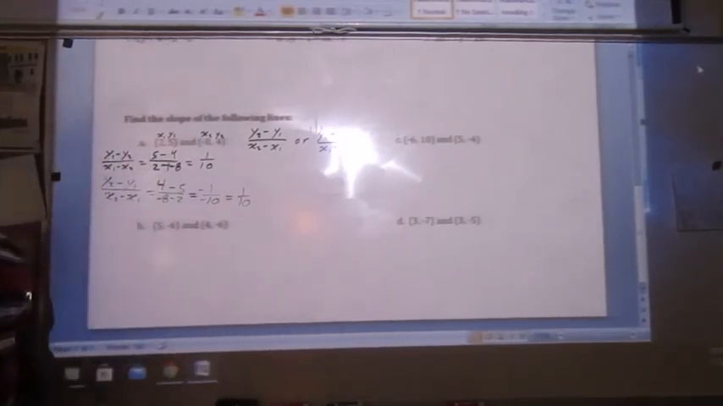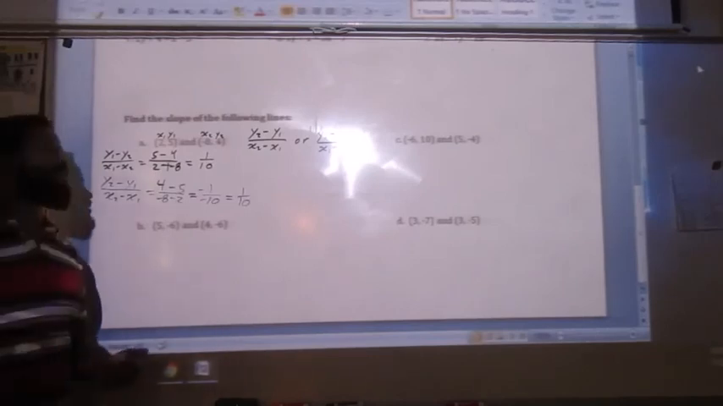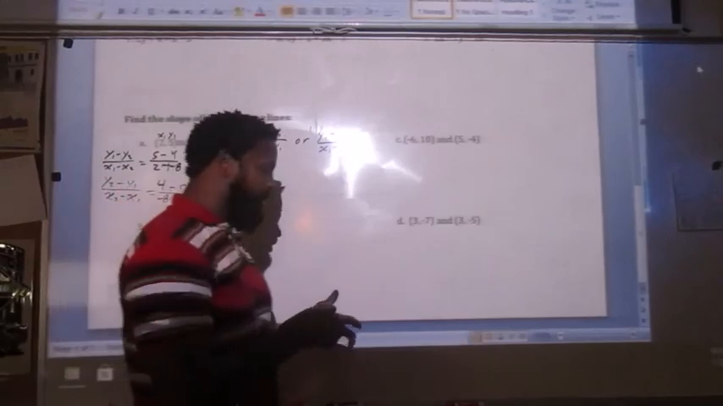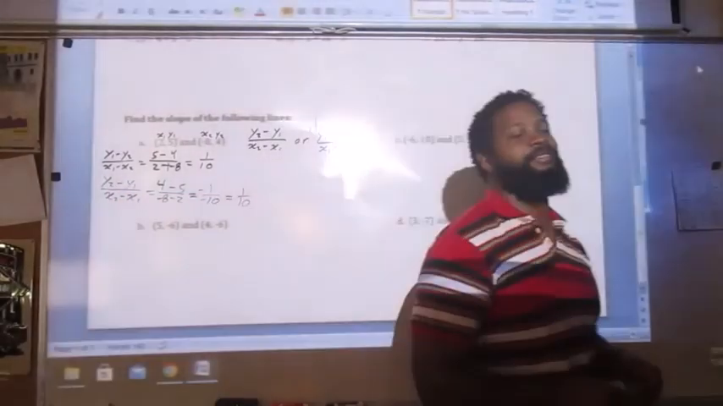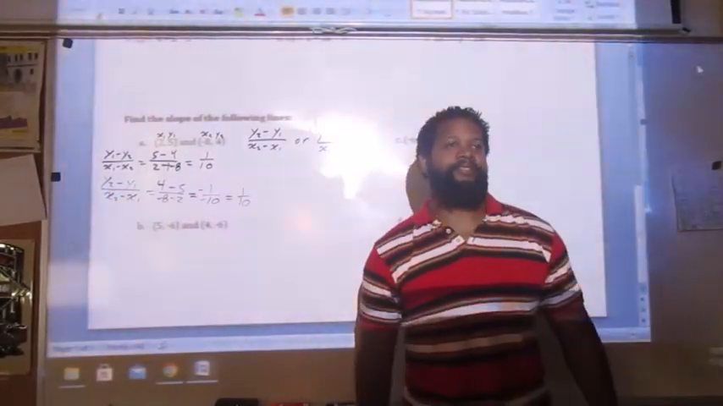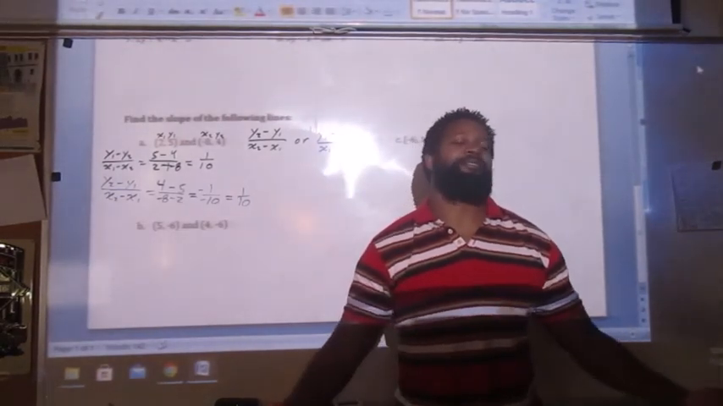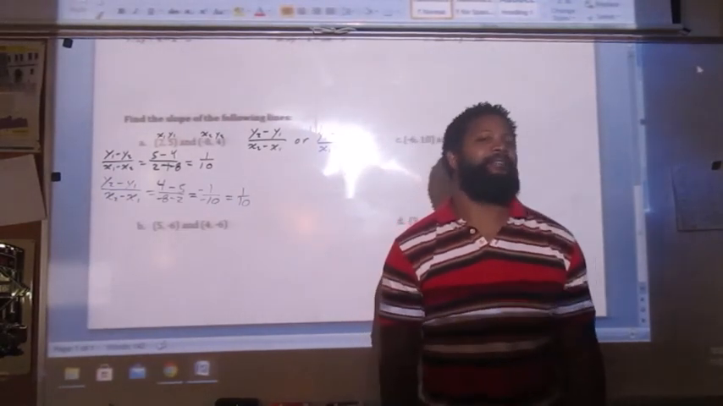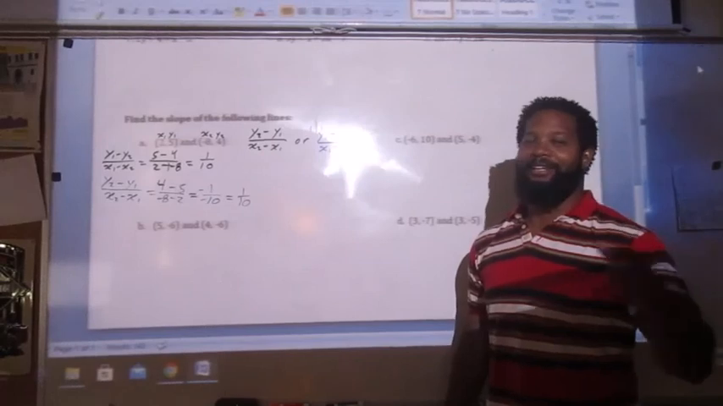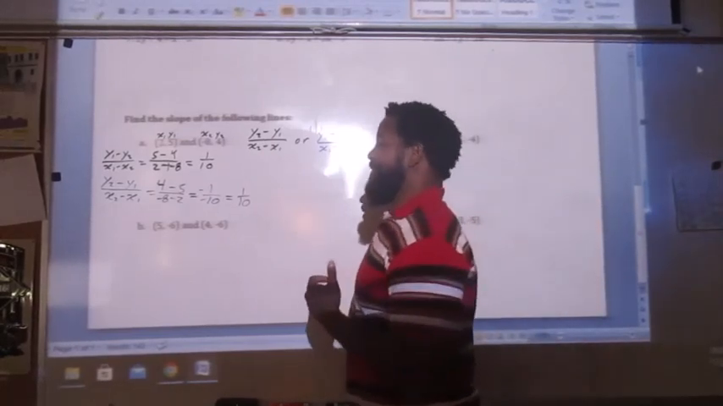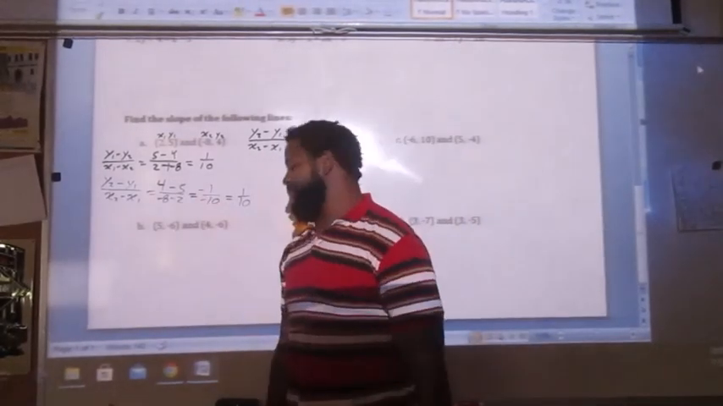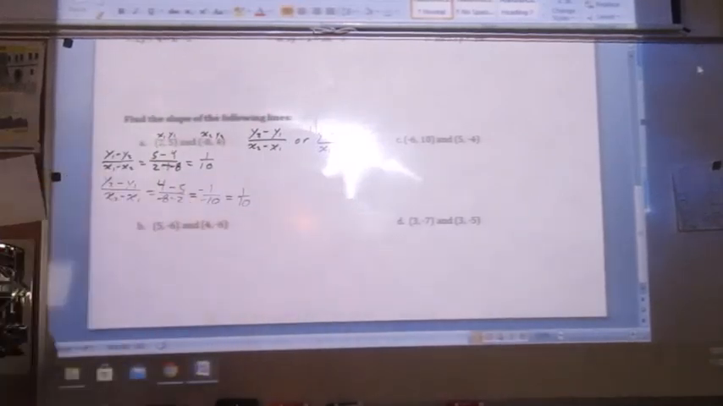Please do that, okay? I don't want to see anything on y'all's paper of having a negative in the numerator spot and a negative in the denominator spot. That makes no sense, okay? Because you know, and I know, that negative divided by negative is a positive.